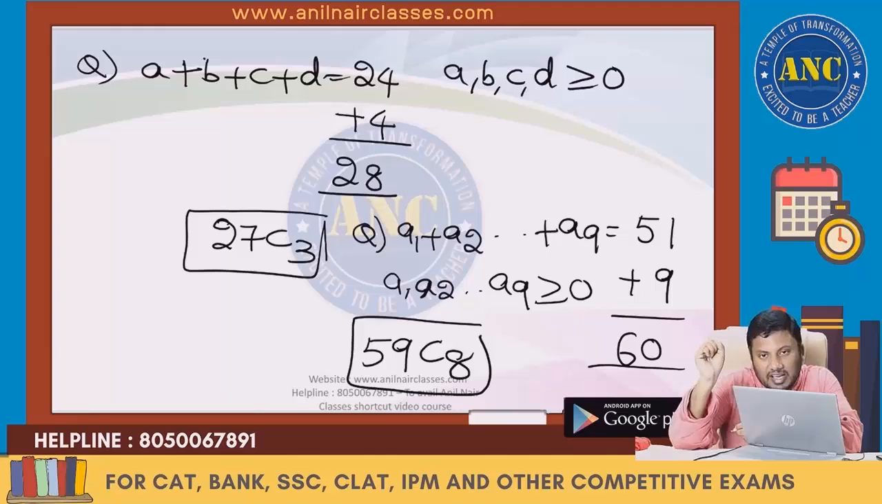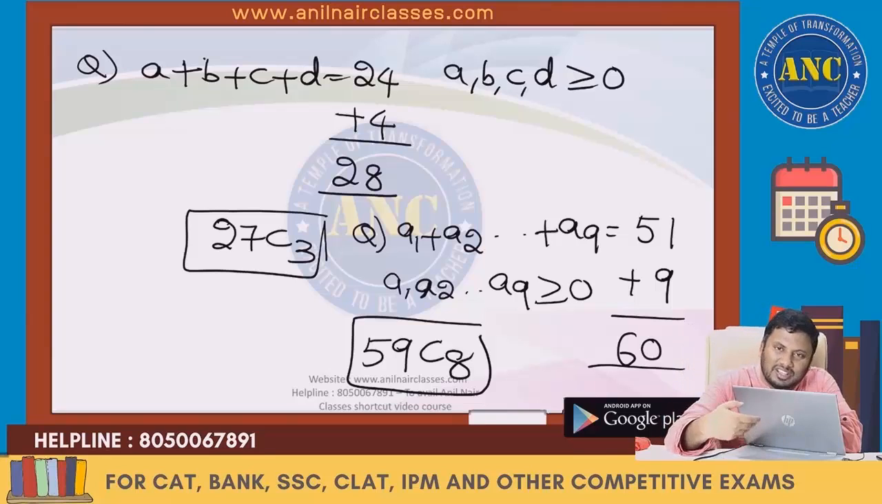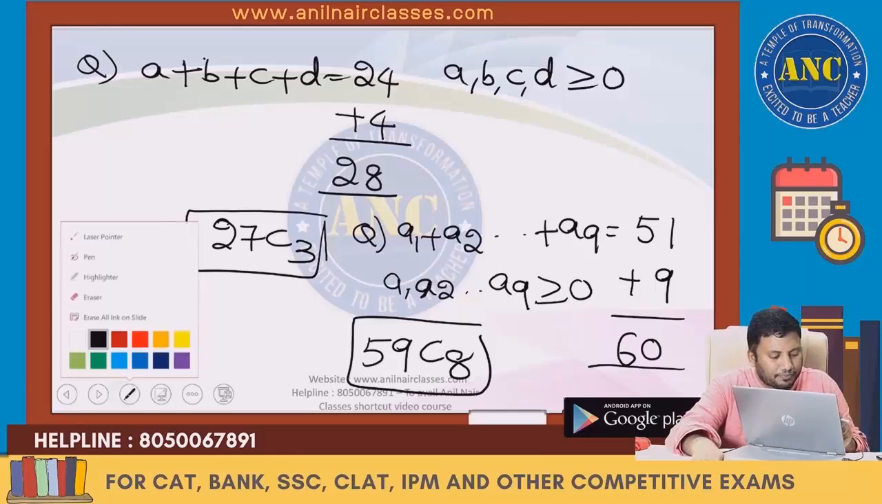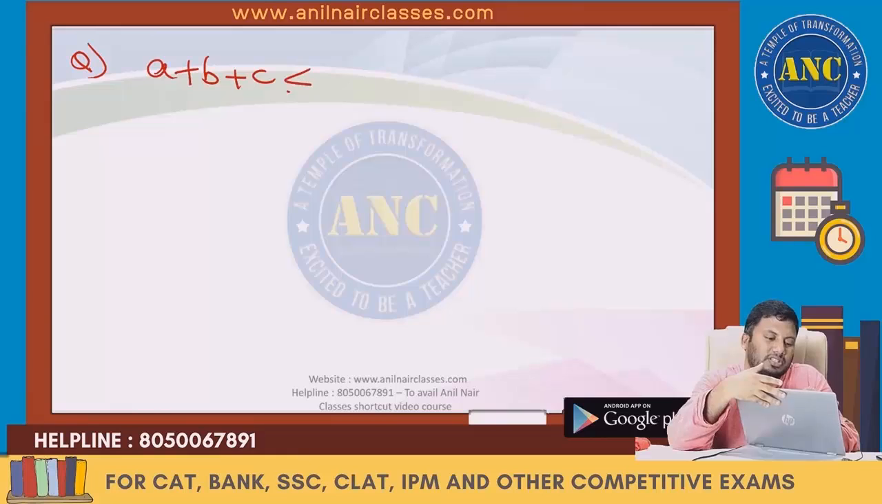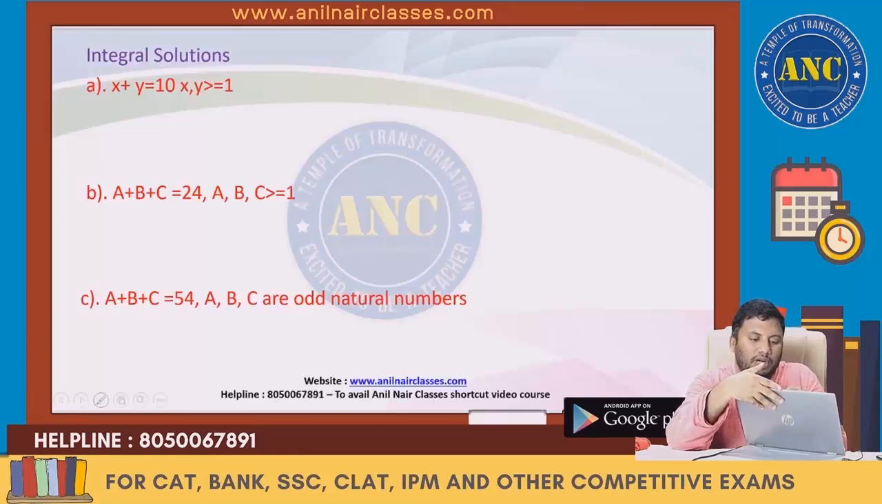If it is 0, convert into 1. Then the method is clear: number of balls, number of gaps and number of cuts. Simple, very easy. There is no multinomial theorem required here. Next one. A plus B plus C less than or equal to 12.